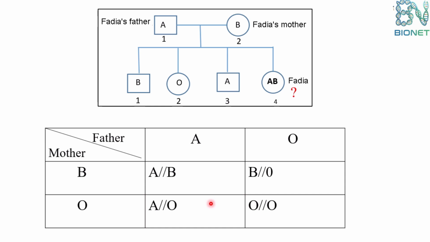So we notice here, in the case of dominance, an individual can be heterozygous, AO, BO, whereas in the case of codominance, the individual is heterozygous and both alleles are expressed.